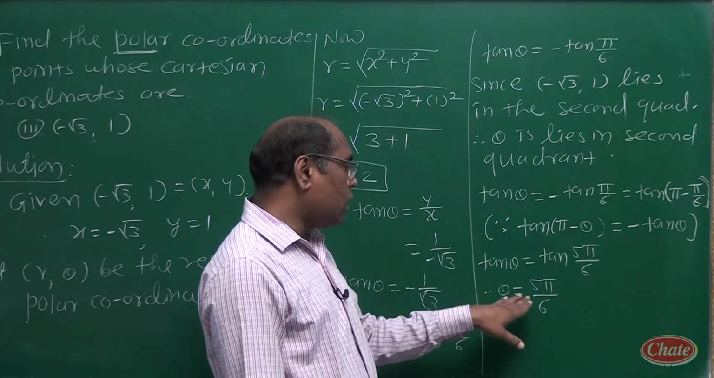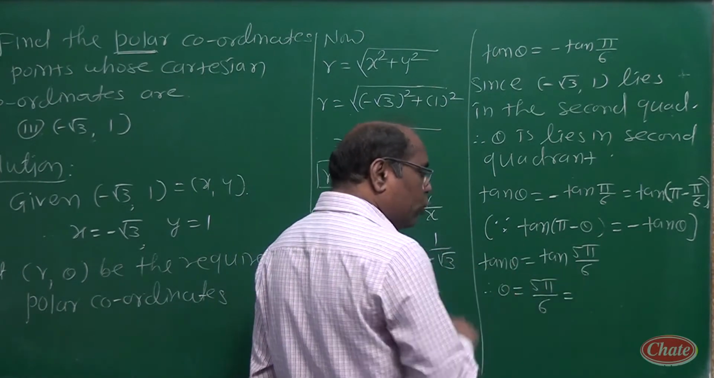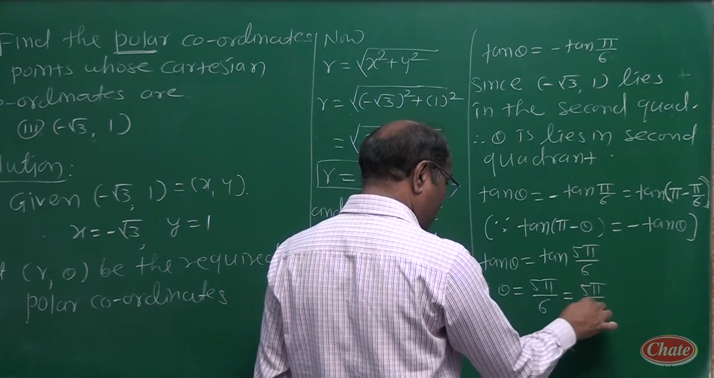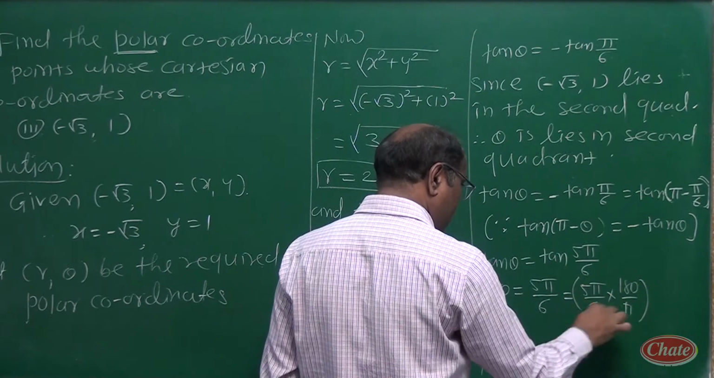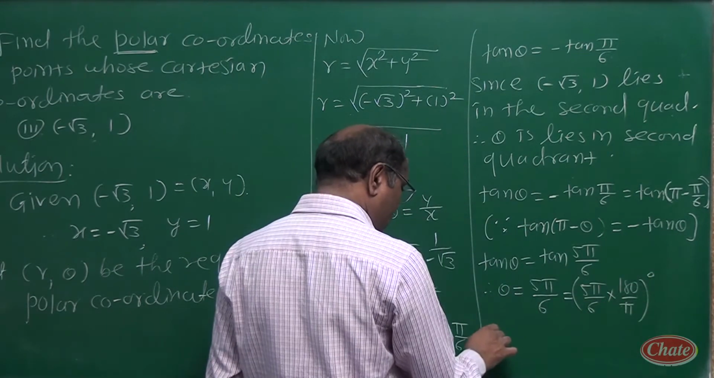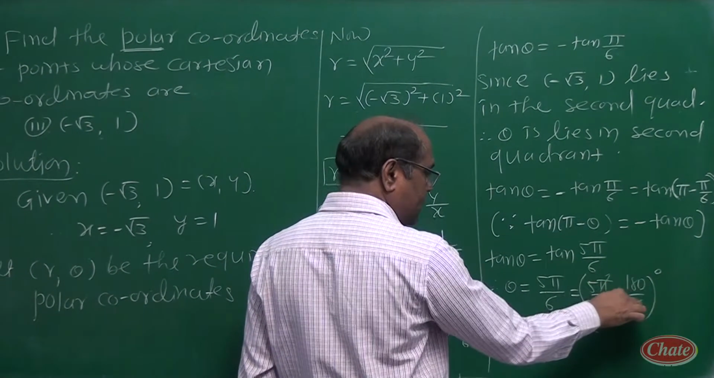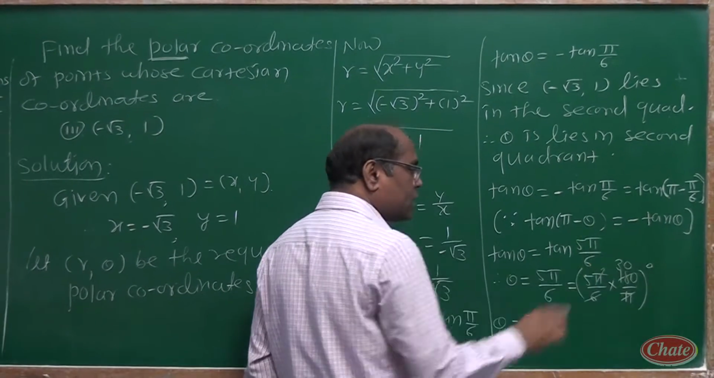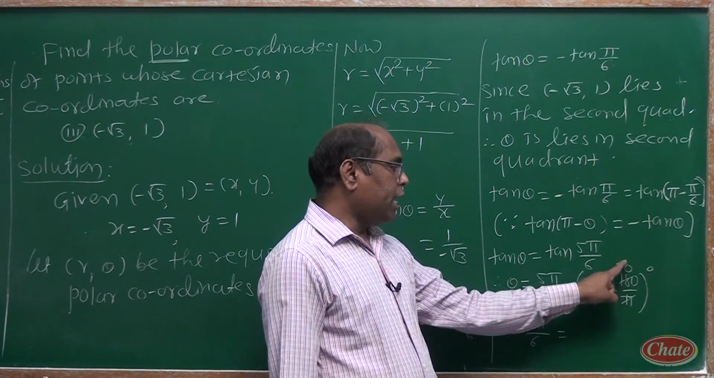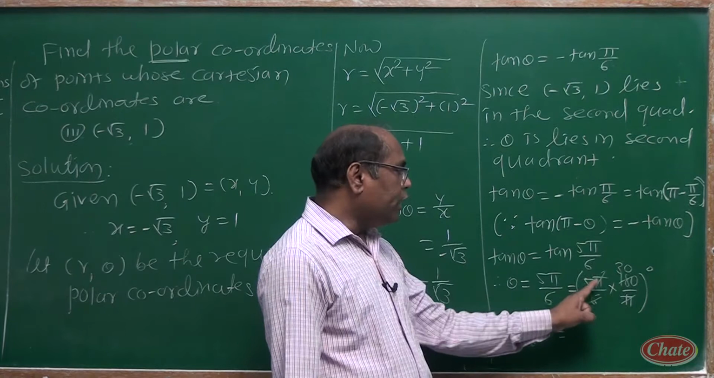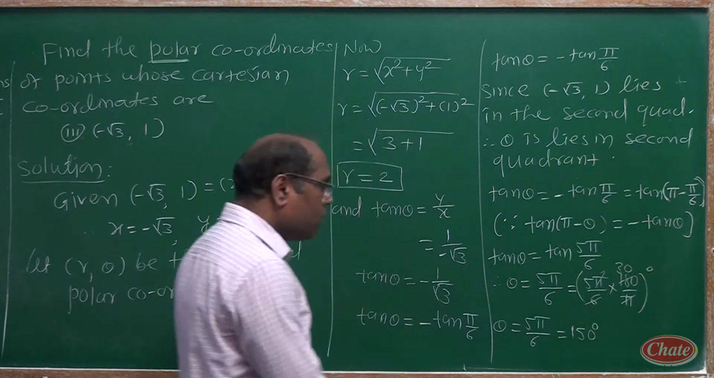Now if you convert this angle into degrees, we have to multiply by 180 upon pi. So theta is equal to 5 pi upon 6, that is equal to, here pi gets cancelled, 6 3s are 18, so you get 30. So 5 into 30, that is 150 degree.